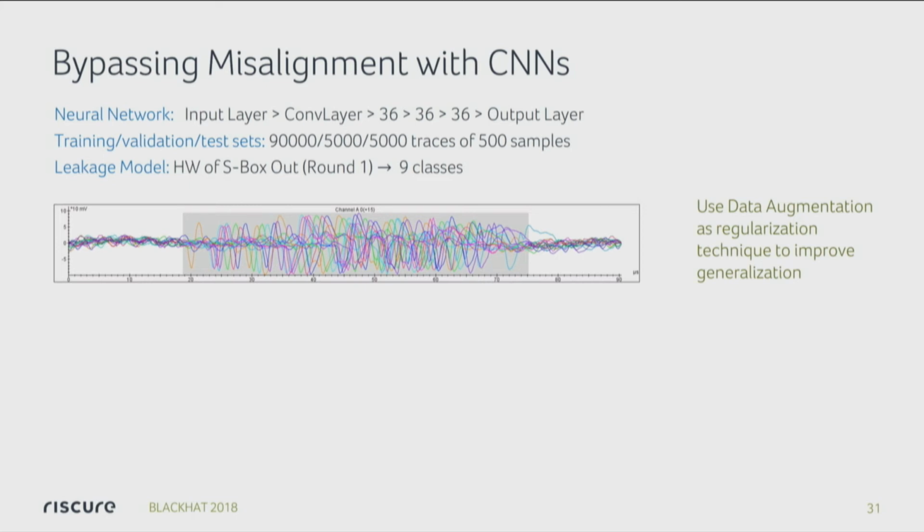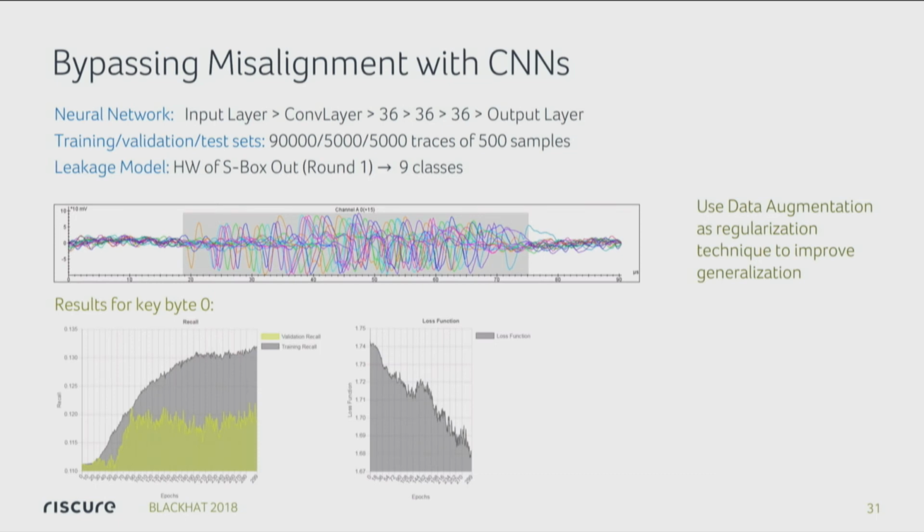So we build a neural network using trial and error and the process that I've shown you before. We end up with, in this case, 3 convolutional layers, 3 dense layers, and an output layer. In this set we have 90,000 training traces, which takes about half an hour to acquire or so. Then we use 5,000 traces for validation and 5,000 for the test. We're using the Hamming weight of the S-box output. Also in this case, we use the data augmentation that I just talked about to train the network to also recognize misalignment.